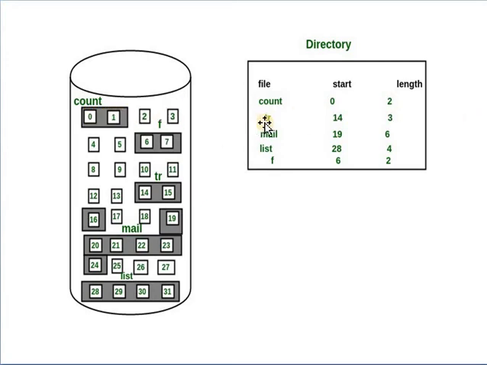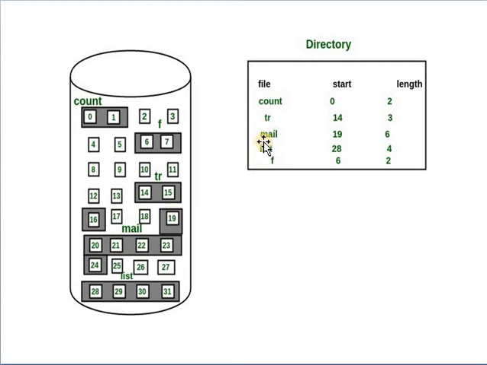Suppose there is another file, the tr file. The tr file's starting address is block 14 and it has a length of 3. So the tr file starts at block 14 and has a size of 3. So blocks 14, 15 and 16 are allocated to tr.